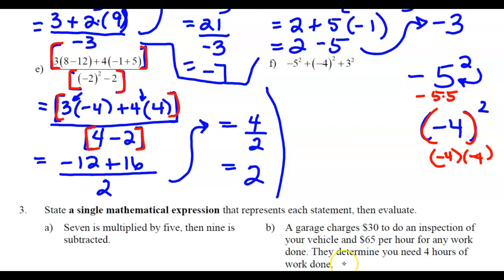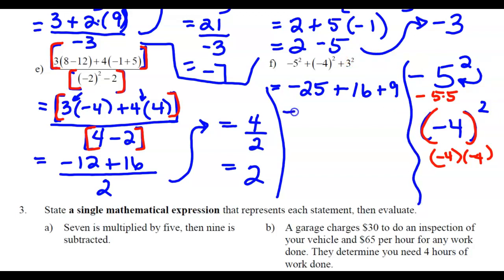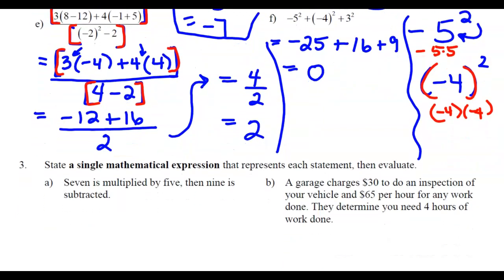Okay, so when I do this question, that's going to be -25 plus 16. And then that's just positives there. 3 squared is 9. Then adding and subtracting, -25 plus 16, that's -9, plus 9 is 0. That actually works out to be 0.